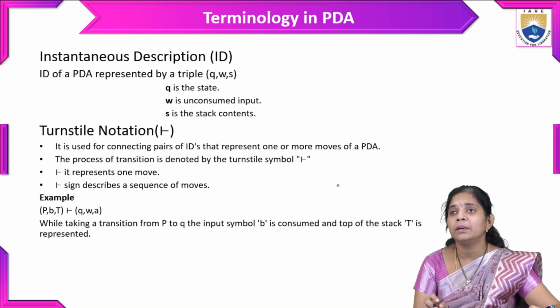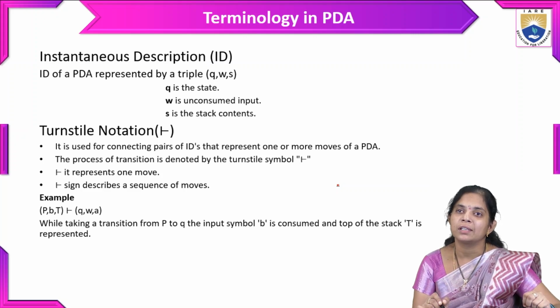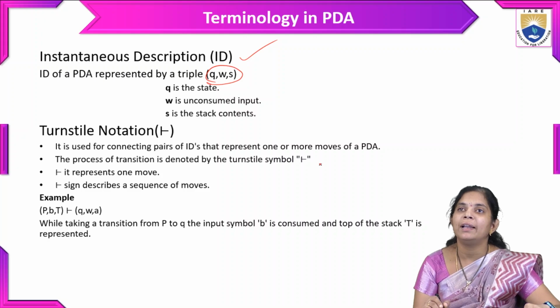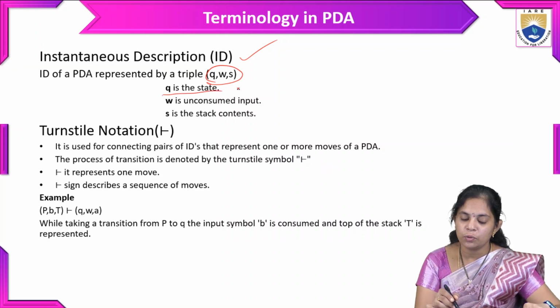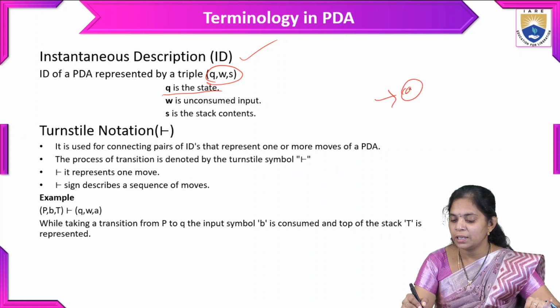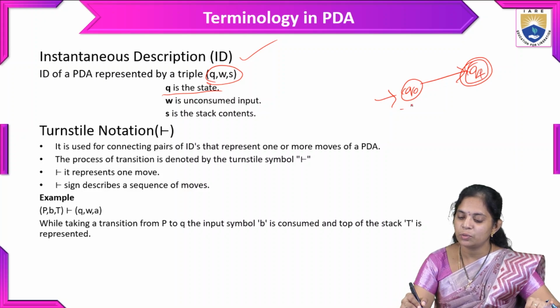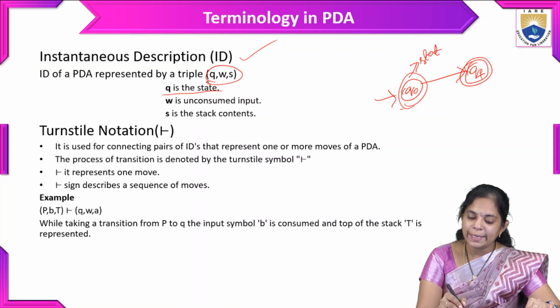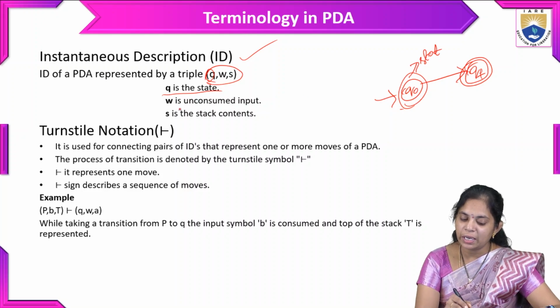And in PDA, we have some terminologies. What are the terminologies we are going to use to construct the pushdown automata? The first one is the ID, instantaneous description. In this instantaneous description, we have three tuple values. What are those? The Q, which is the state. What is meant by state? Presently, suppose this is the initial state, and this is the next state or accepted state. This state is represented as Q. And here W is the unconsumed input string.